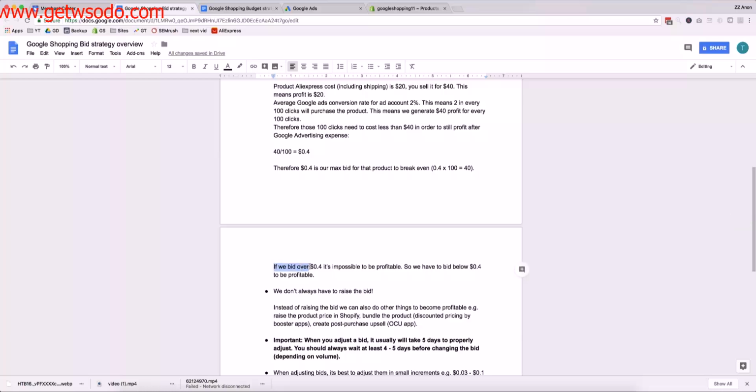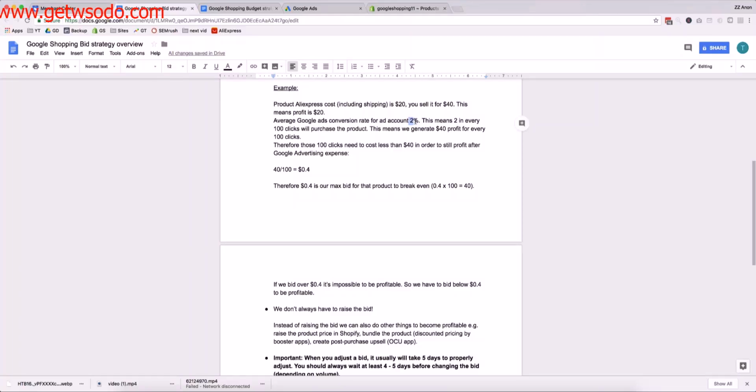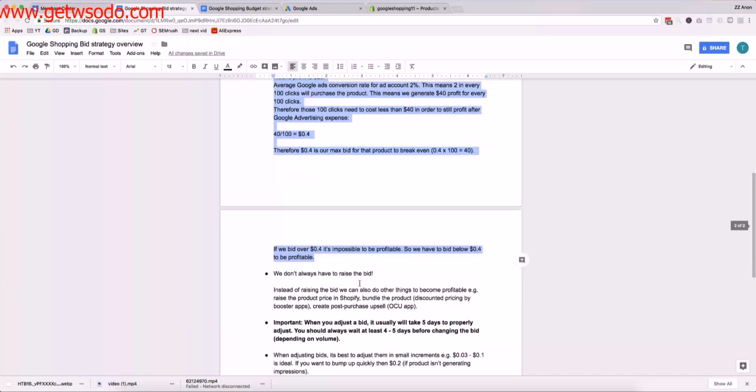If we decide to increase our bid over 40 cents, for example if we change our bid to 50 cents, then it's impossible to be profitable given the conversion rate. If this conversion rate was higher, then we can become profitable. And the way to increase conversion rate is by optimizing your product feed, titles, getting better quality images, building out the description. But coming back to here, we have to bid below 40 cents to be profitable. So if our bid was set at 30 cents, we'd be profitable, we'd be making money. So that is an overview of how Google Ads is just a numbers game. You just have to find the sweet spot where you're profitable with your bid.